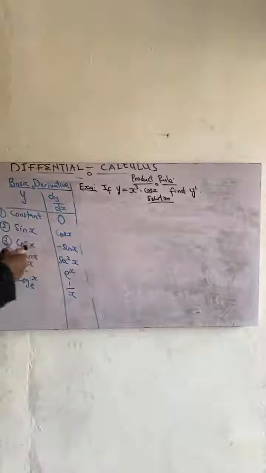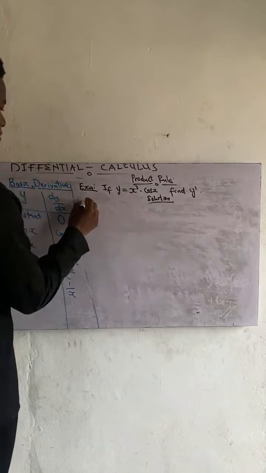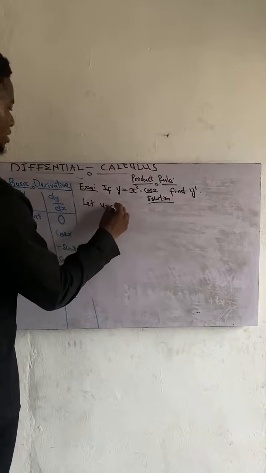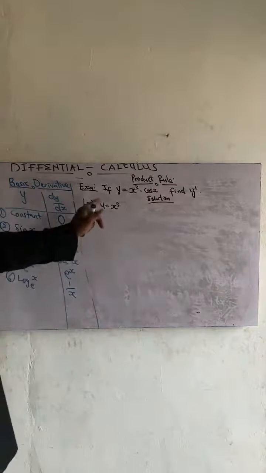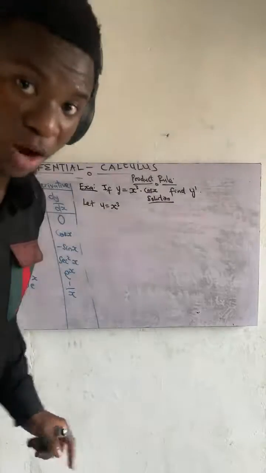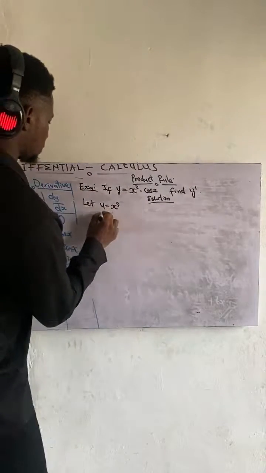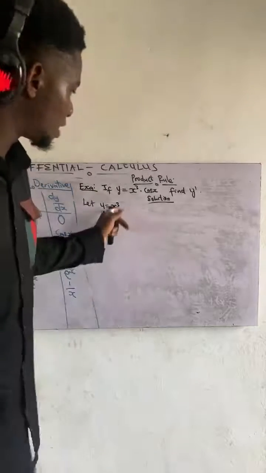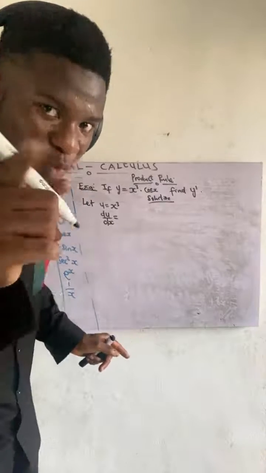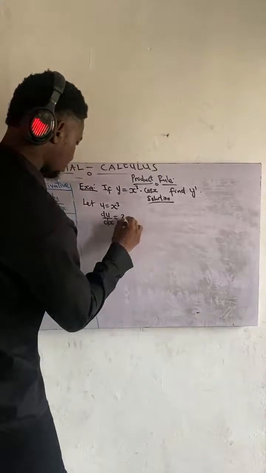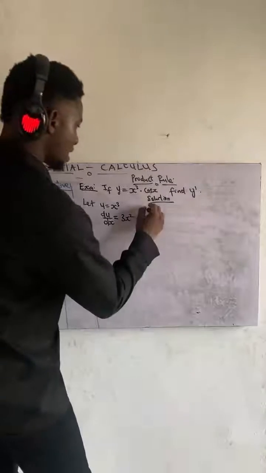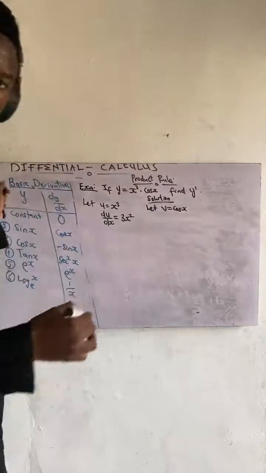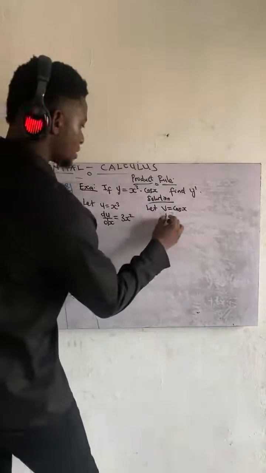Let's get this one. So we just say let u equals x cubed. Once you let u equals x cubed, instantly look for your what? Du dx. What is your du dx? That is what? 3x squared. You get that? You will also say let v equals cos x. Instantly look for your what? Dv dx.